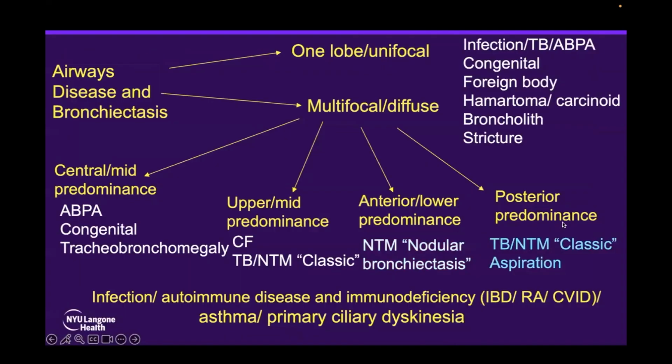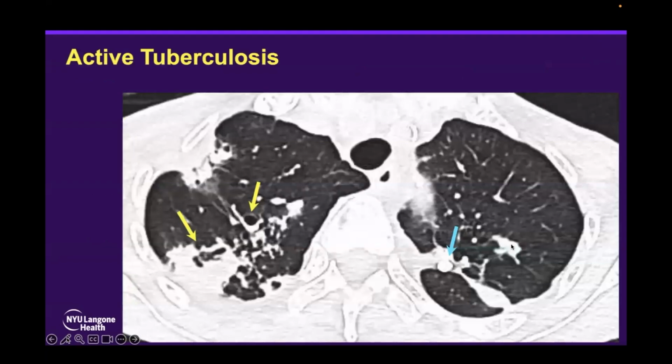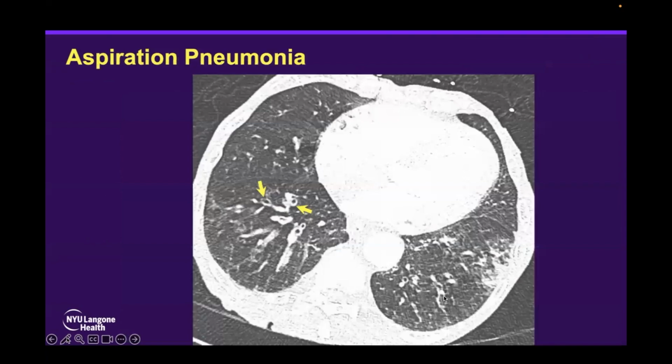So in terms of posterior predominance, we think of tuberculosis and nontuberculous mycobacteria in the classic presentation, typically in the upper lobes, and aspiration in the lower lobes when posterior. Here is a patient with active tuberculosis, and we can see the calcified granuloma indicating latent TB, and we can see this mass-like area with cavitation, larger nodules, bronchiectasis, all consistent with active tuberculosis.